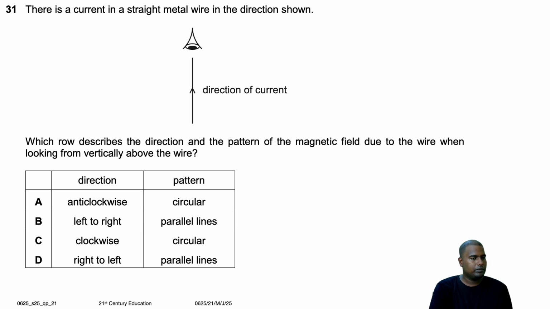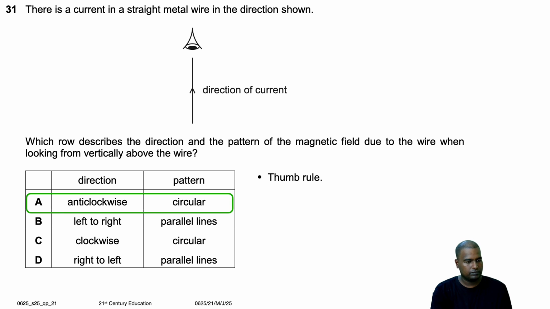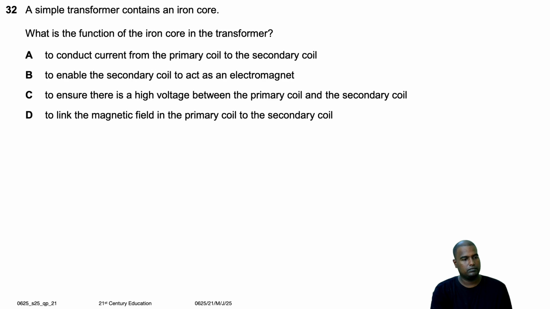There's a current in a straight metal wire. The direction of current is upward. We are looking from above, so we have to use the right hand thumb rule. The curl of the fingers shows the direction of the magnetic field. It's anti-clockwise in a circular pattern around the wire.